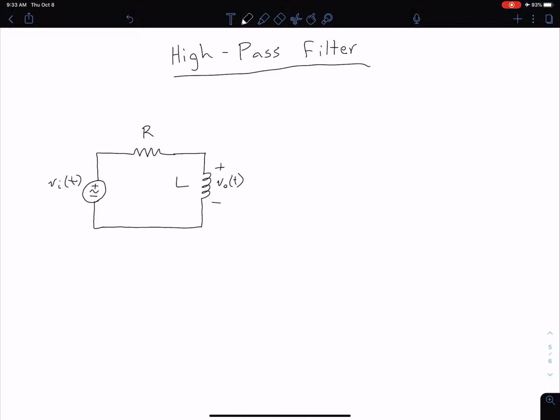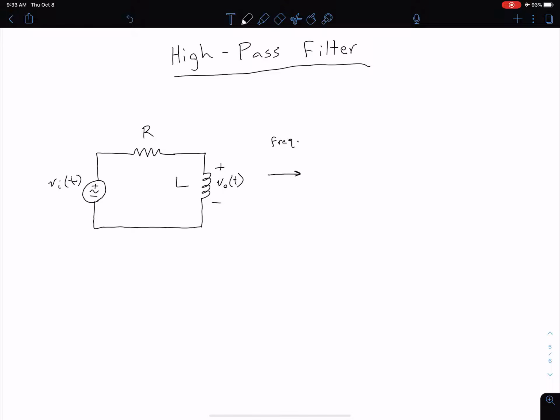So now let's move on to our high pass filter. Here we have another simple circuit. I've just replaced our capacitor with an inductor. And remember, whenever we're doing this type of analysis, the first thing we want to do is transform this circuit to our frequency domain.